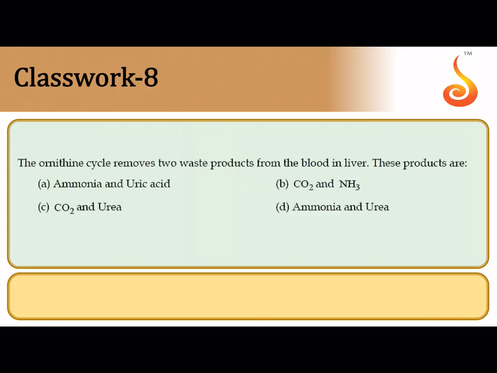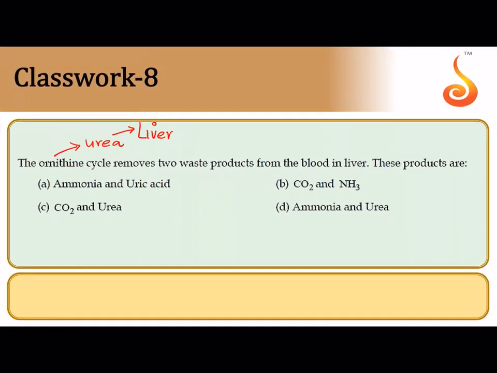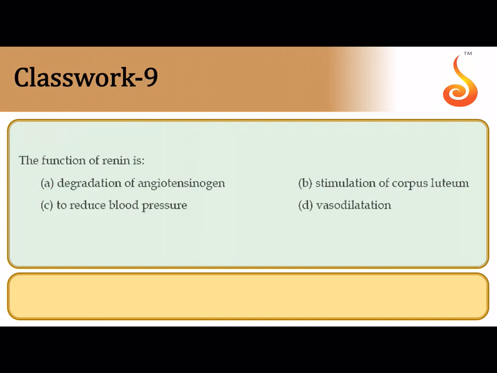Ornithine cycle is also referred to as the urea cycle, where urea is manufactured. It happens inside your liver, and during the ornithine cycle, some of the toxic substances are eliminated from your system, like carbon dioxide and ammonia, which are ultimately converted into urea, from where it is sent to the kidney, and the kidney will filter this urea from your blood.